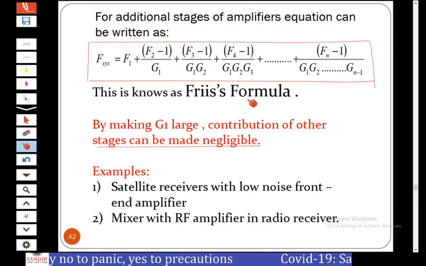In the theory paper there may be a theory question on this Friis formula, such as deriving the Friis formula, or one simple example may be asked on it. So you must understand the formula, or you can remember the Friis formula. By making G1 large, the contribution of the other stages can be made negligible.